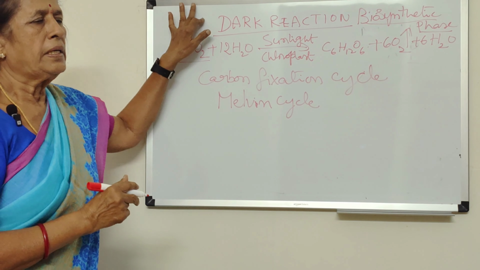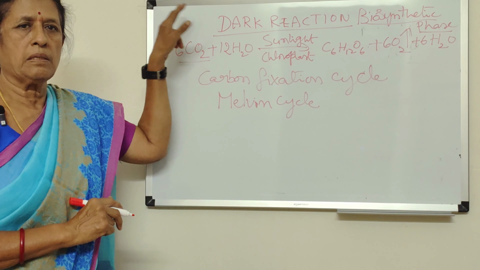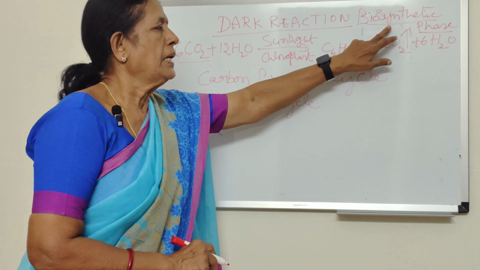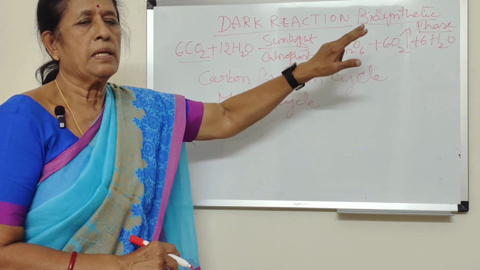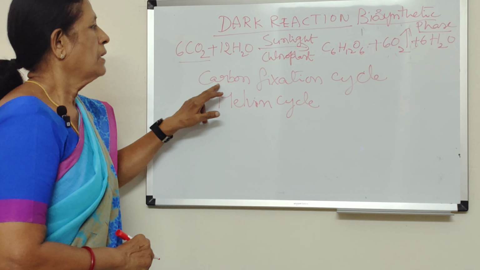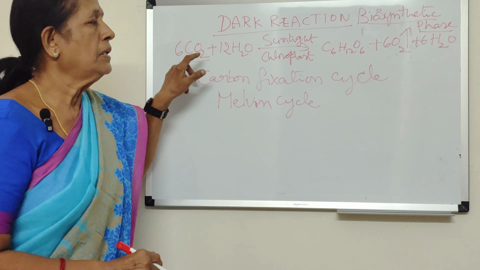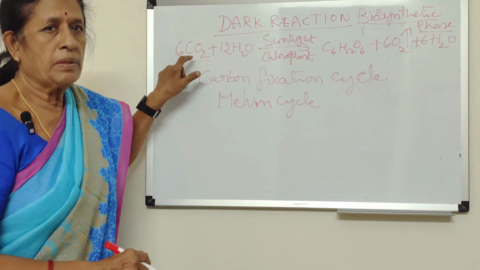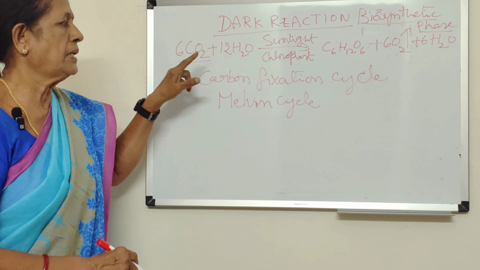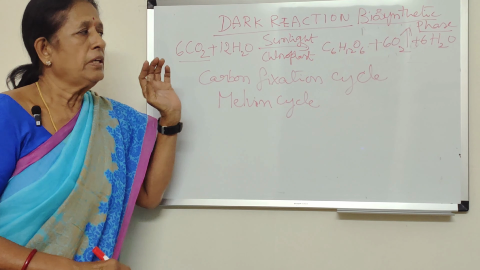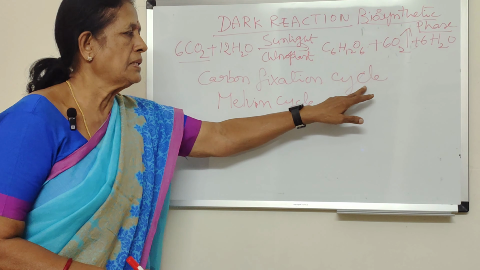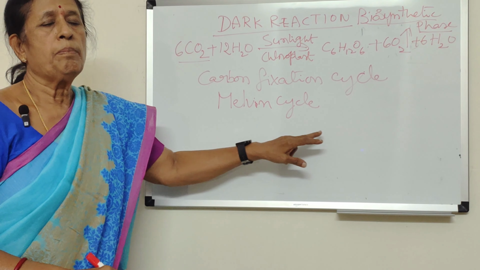Why is it called dark reaction? Because it does not require light. Biosynthetic reaction means synthesis of food material will take place in the plant. That is why it is called biosynthetic phase. Carbon fixation cycle means the carbon which is present in the atmosphere in the form of carbon dioxide is fixed into the form of glucose. That is why it is called a carbon fixation cycle.